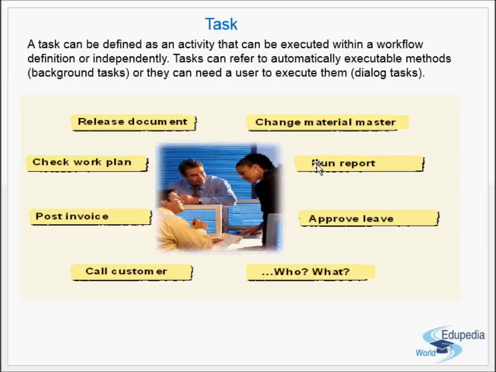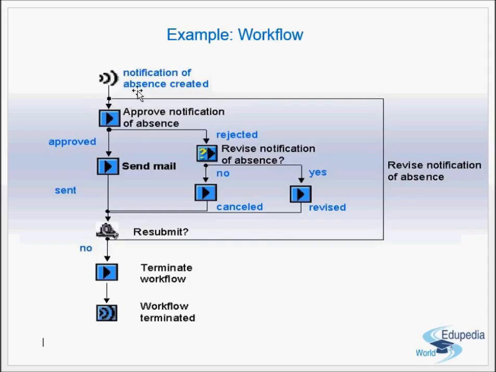Now, what is a task? A task can be defined as an activity that can be executed within a workflow definition or independently. Tasks can refer to automatically executable methods, background tasks, or they can need a user to execute them, dialog tasks. The task is nothing but a sub-step of the workflow. It's an independent unit of a workflow. Here these are all the tasks, like approve notification of absence, whether it's approved or it can be rejected, again resubmission. So these are all different tasks in the workflow.